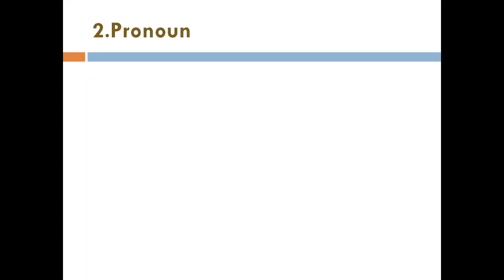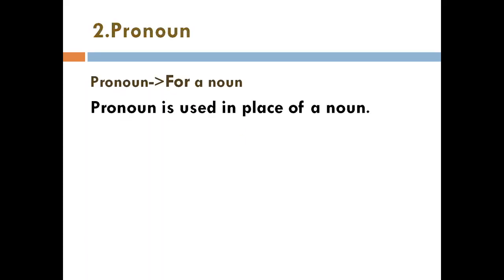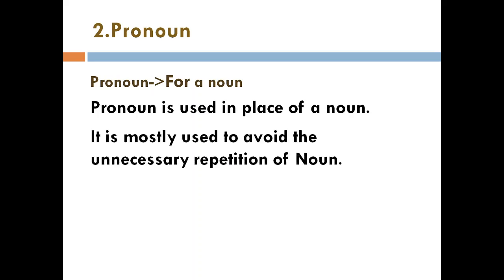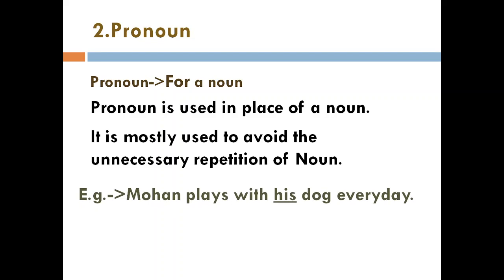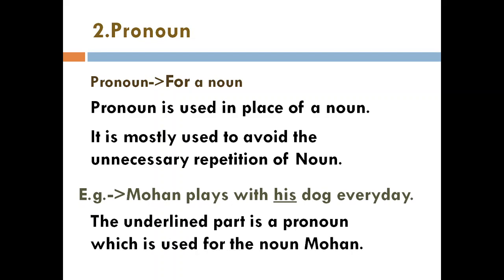Second, pronoun. Pronoun is used in place of a noun. It is mostly used to avoid the unnecessary repetition of noun. For example, Mohan plays with his dog every day. The underlined part is a pronoun which is used for the noun Mohan.